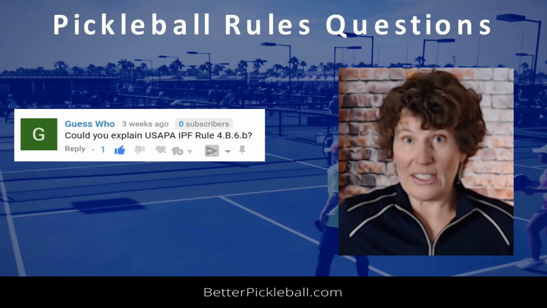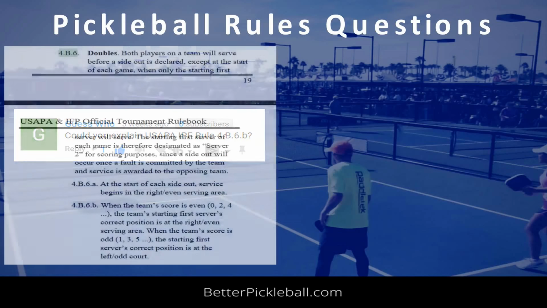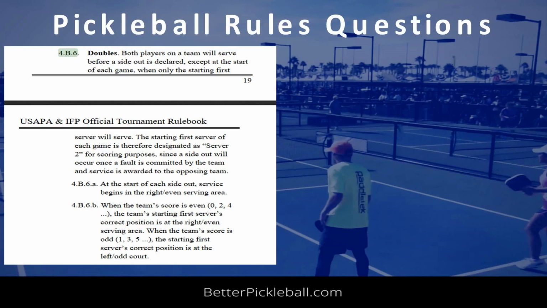So what is the rule that they're looking for clarification on? This is what the rule states. We want to go down and take a look at 4B, 6B. When the team's score is even, and the example is 0, 2, and 4, the team's starting first server position is at the right or the even serving area. When the team's score is odd, the starting position is at the left or the odd court.